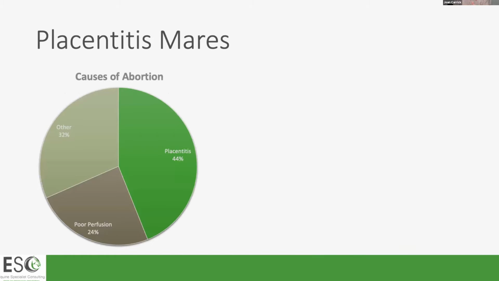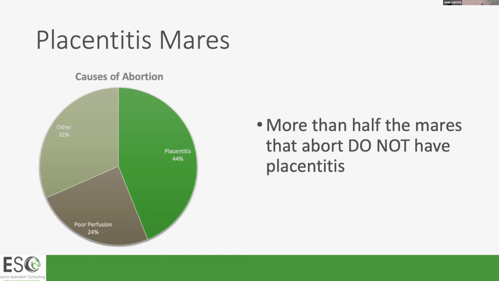I think if we want to really understand placentitis mares, we need to look at what causes pregnancy loss. We need to remember that this pie graph just shows us the basic major categories of pregnancy loss in the Hunter Valley over the last 15 years. So actually, more than half of the causes of pregnancy loss are not caused by placentitis. The other big cause is cord perfusion, cord twists. And the big difference between the cord twists and placentitis is that placentitis does tend to occur later in gestation.